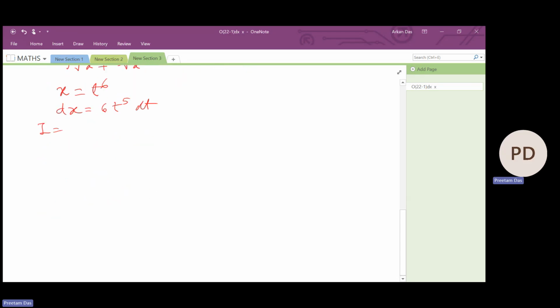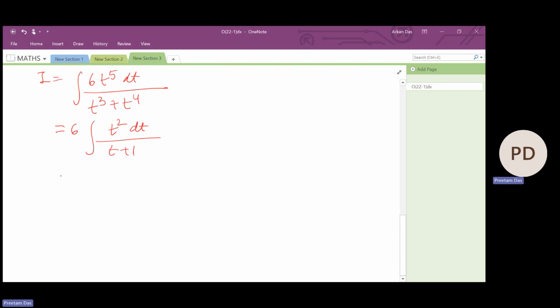Okay, so what will this integration become? 6t raised to 5 dt divided by t cube plus t raised to 4. We can do some cancellations. We can cancel t cube from both numerator and denominator. So t square dt divided by t plus 1. Now you just have to divide the numerator by the denominator, and then in that case you will get t minus 1 plus 1 by 1 plus t dt.